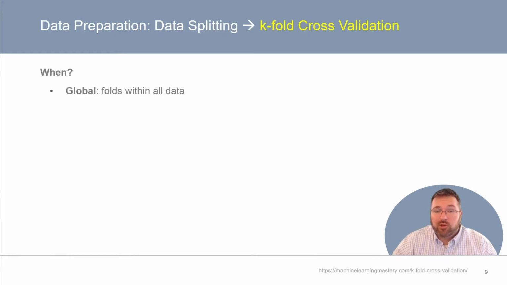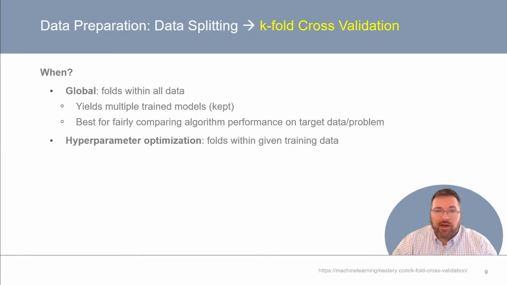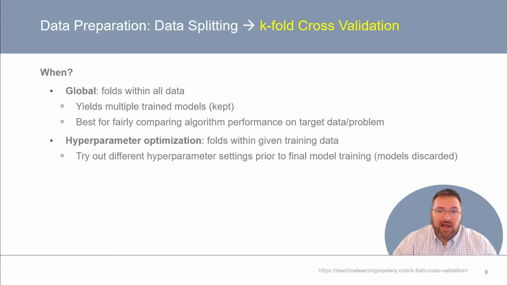First, it can be employed globally in the analysis pipeline, as we just illustrated, yielding multiple trained models to more fairly evaluate and compare algorithm performance. Furthermore, k-fold cross-validation is often employed specifically for hyperparameter optimization. Here, the study-level training data is further partitioned into further training and validation splits. This is done in order to try out different hyperparameter settings prior to training a final model. However, the models trained in hyperparameter optimization are temporary and are discarded after being evaluated.